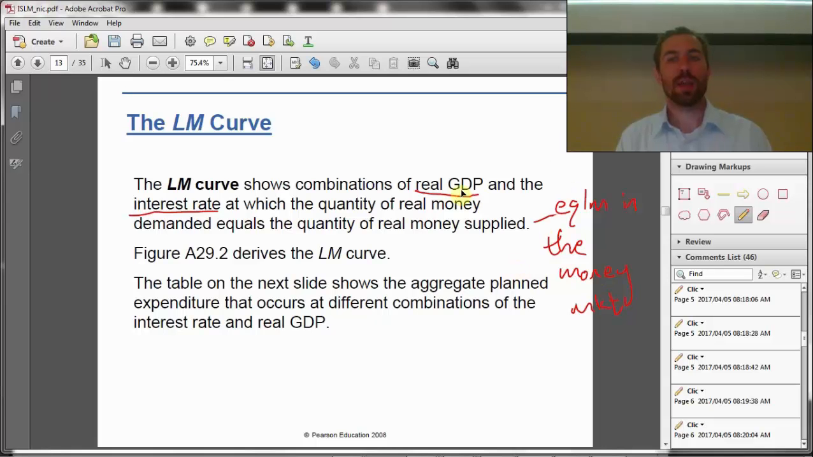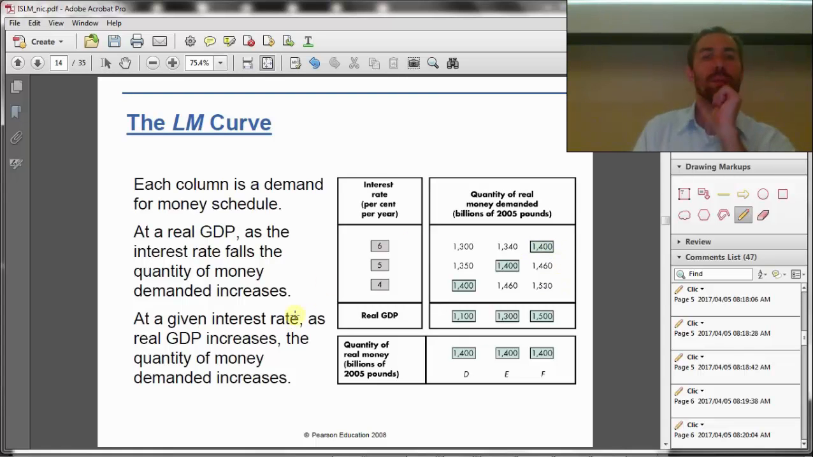So we're going to see how we derive the LM curve from equilibrium in the money market, but the first thing that we're going to do is look at some figures and then we'll plot them. So in our money market, what we're saying is the following. At any particular interest rate, there is a quantity of real money demanded. And remember, the quantity of real money demanded is a function of GDP. In other words, at a real GDP, as the interest rate falls, the quantity of money demanded increases.